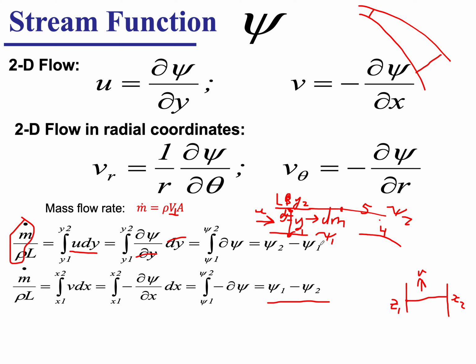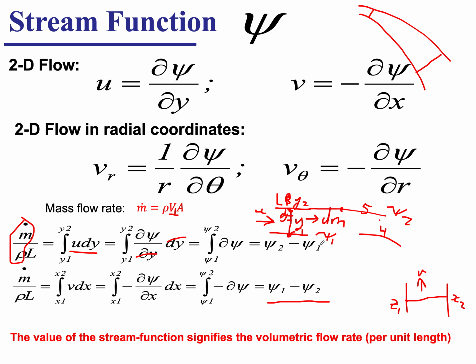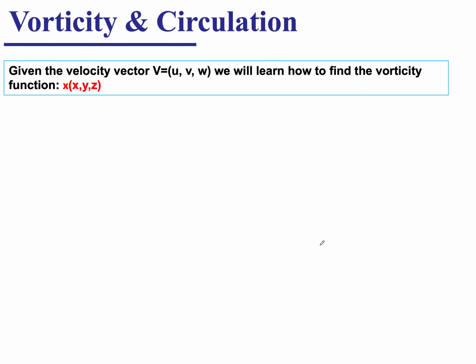So that's the stream function. It's a function that will be showing up quite a bit when we talk about potential flow theory. So another piece of information other than the stream function is the vorticity, and the vorticity comes with its circulation. So let's talk about vorticity at the time being.